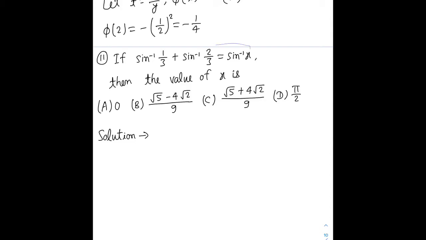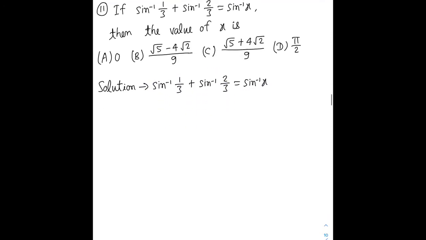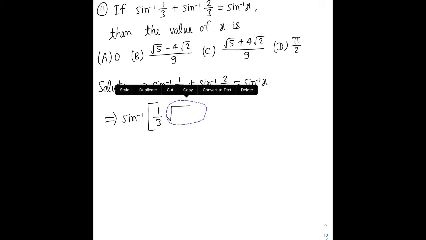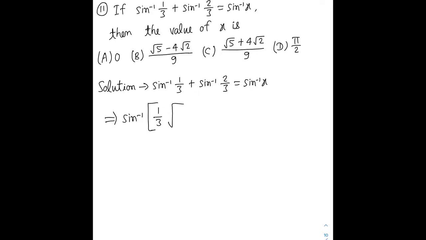Okay, so in question number 11 you have to use the formula for sine inverse x plus sine inverse y. So it is nothing but sine inverse of x into root under 1 minus y square, where x is 1 by 3 here. If you apply this formula, you will get root under 1 minus, in place of y, 2 by 3. Next you will have y, which is nothing but 2 by 3 into root under 1 minus x square, where x is nothing but 1 by 3.